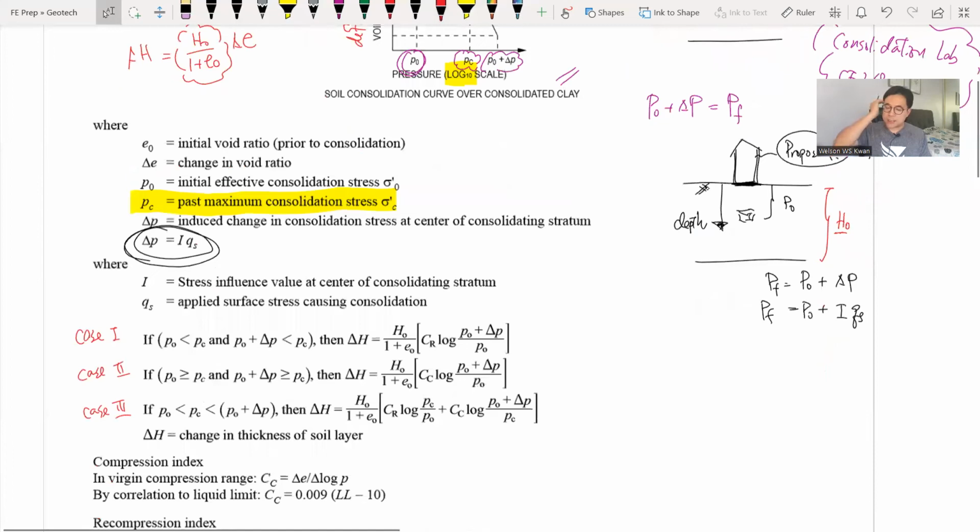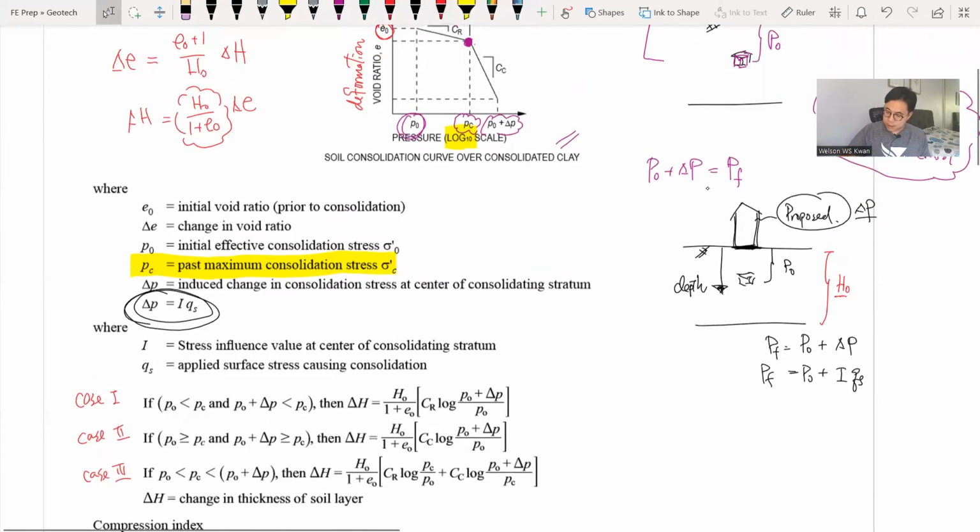So those are the three equations right here. You can tell that this part, delta H right there, is related to our delta e. And delta e has three versions: case 1, case 2, or case 3, based again on our final stress and initial stress.